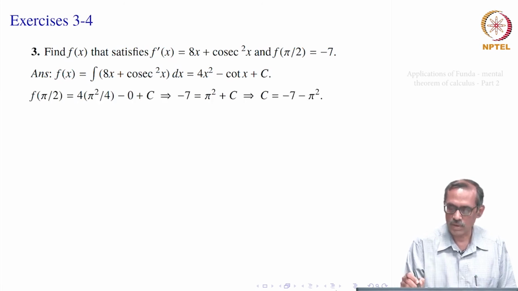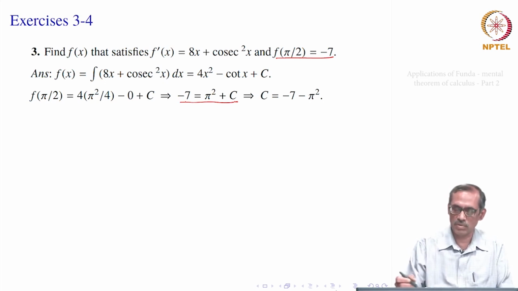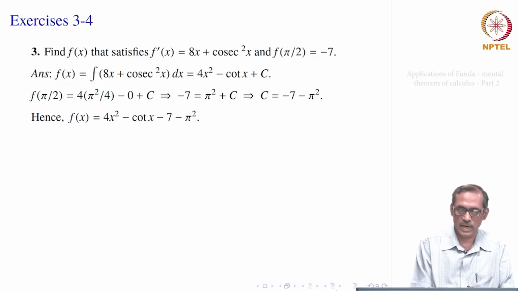Then we go for finding out this c, so that the other condition is met. The other condition is f of pi by 2 equals minus 7, that is given. Evaluating the left side, we get 4 into pi square by 4 minus cot of pi by 2, which is 0, plus c, equal to minus 7. So, pi square plus c equals minus 7, or c equals minus 7 minus pi square. Then we plug it into the expression we got earlier, and we get the required f of x.